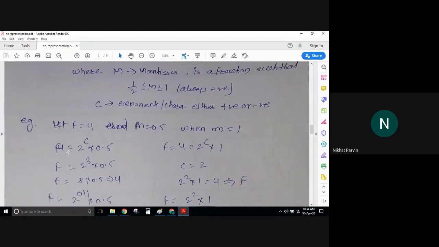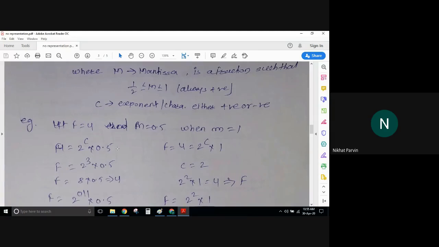Now here, 4 equals 2 power c into 0.5. Now what should this 2 power c be? Anyhow, 2 is the base. What should be the value of c, so that if I raise 2 to it and multiply with this, my answer should be 4? So let us say I have taken c equals 3. That means 2 power 3 is 8. 8 into 0.5 is nothing but 4. That means your LHS becomes RHS. So when I put c equals 3 and multiply with this 0.5, I will get my answer 4.